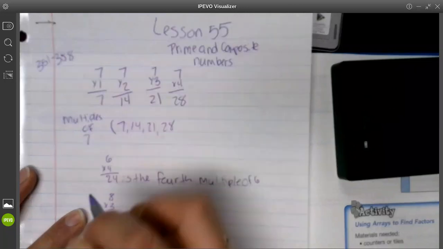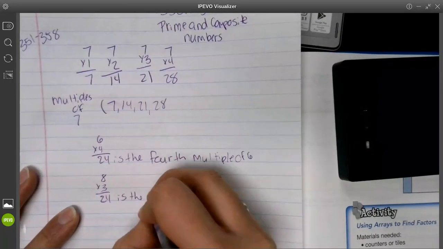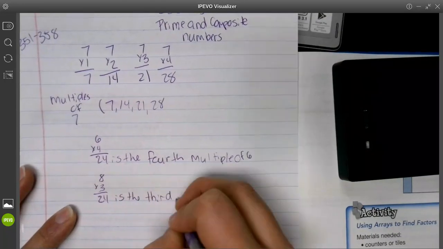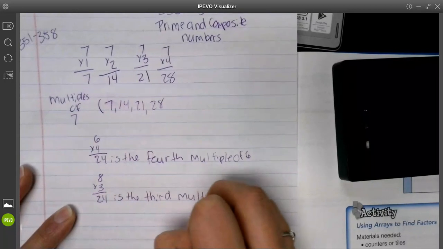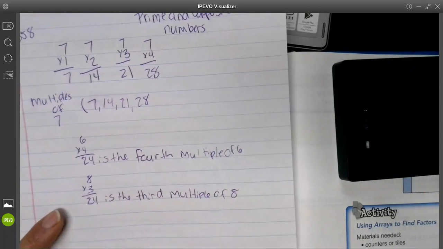What is the third multiple of 8? So same thing, except 3 this time. 8 times 3 is also 24. So 24 is the third multiple of 8.